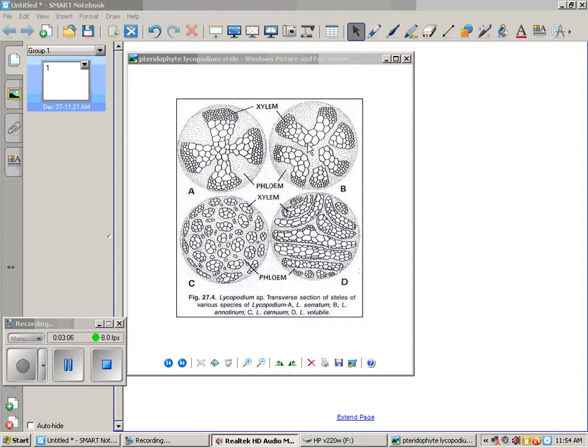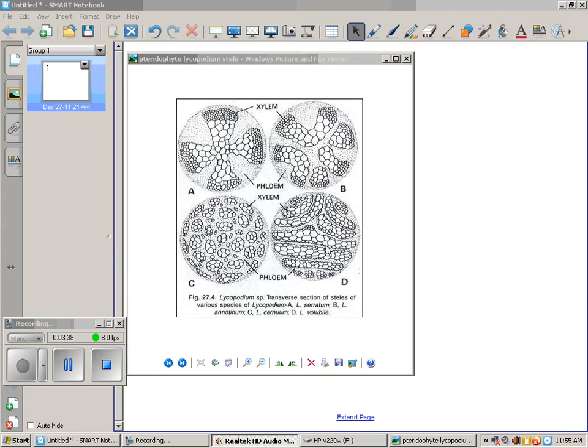Next is the polyarch actinostele. Here also the stele is star-like, but it is divided into fragments, and because of that it is called polyarch. Here also the protoxylem is towards the periphery, whereas the metaxylem is in the center, and in between these gaps the phloem is present. Here also the pith is absent.